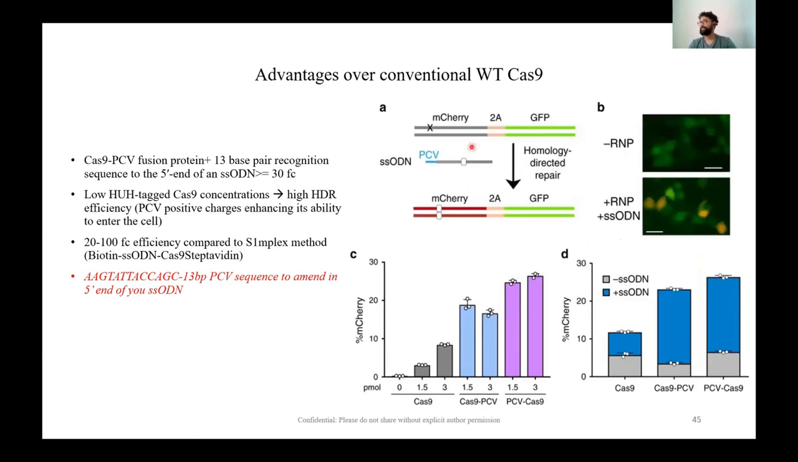They used basically a reporter system, right, where they used it to repair the mCherry SNP. And what you can see after successful insertion is that both mCherry and GFP are being coded. Make sure that you use PCV-Cas9, which is N-terminal tagged Cas9, and not the Cas9 PCV, because it has a lower efficiency.